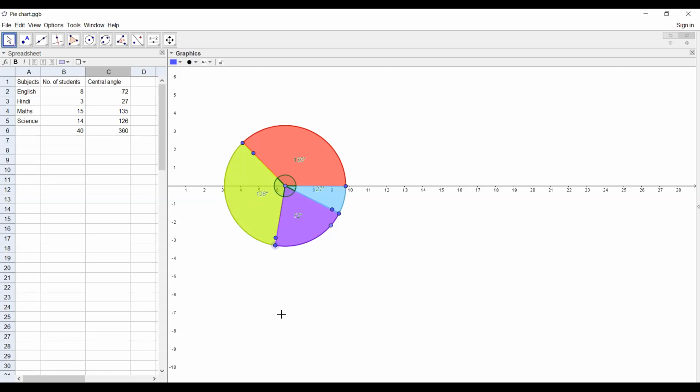Whatever data was given to us, we first converted into central angles, and then these central angles in the form of degrees we have drawn in the form of a pie chart. So I hope, children, you have understood how to draw a histogram as well as a pie chart. Thank you.